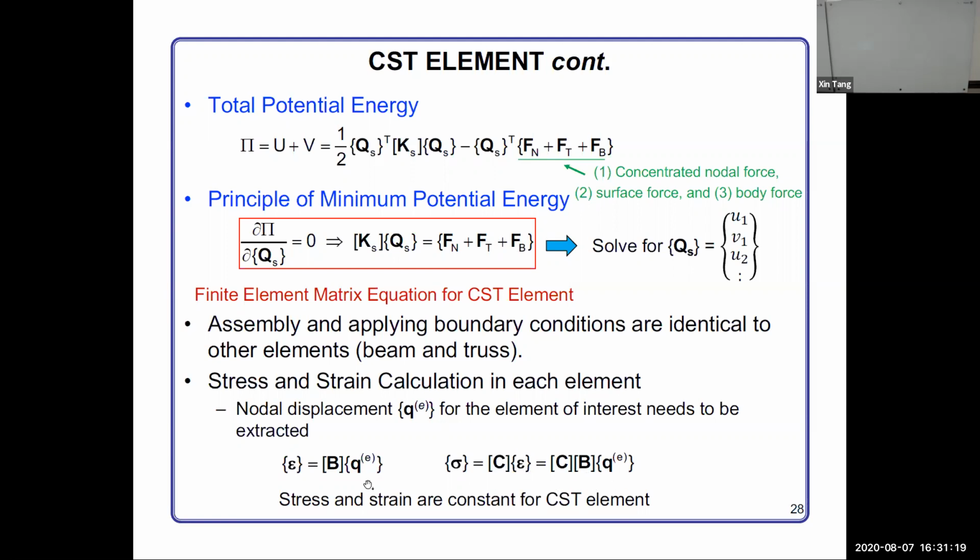As we discussed earlier, the stress and strain values in each CST element are actually constant. The reason is that the displacements are linearly distributed, and this linearly distributed displacement is only a function of x and y. After taking one differentiation, it becomes constant, and those constants are the stress and the strain.